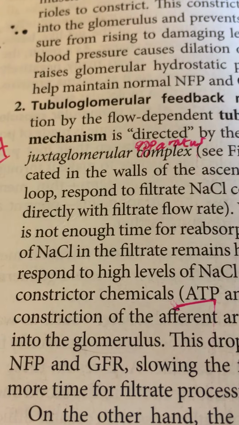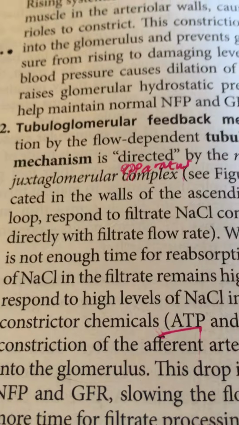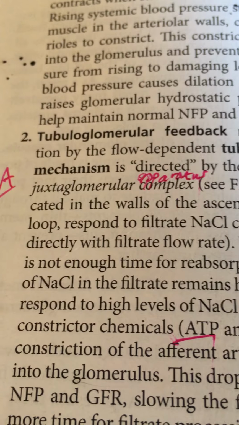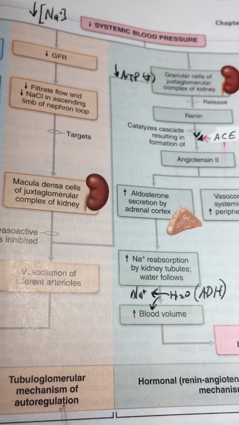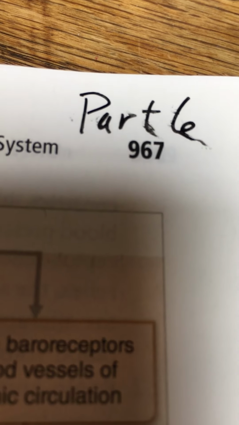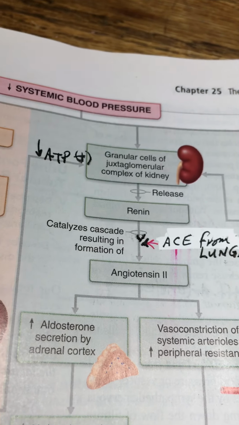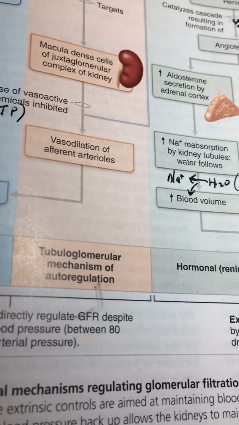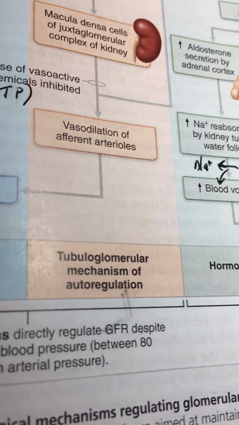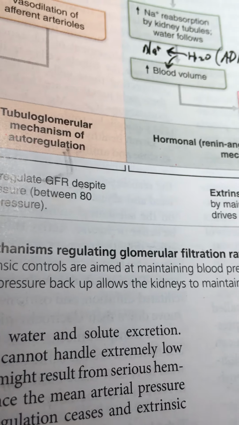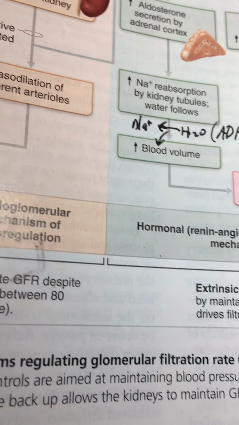Then I'm going to wait and go over the diagram, and then there is another text part in which we look at the mechanism for all of this. Okay, so let's take a look at this chart over here. We're looking at page 967, and this is figure 25.12, the physiological mechanisms regulating glomerular filtration.